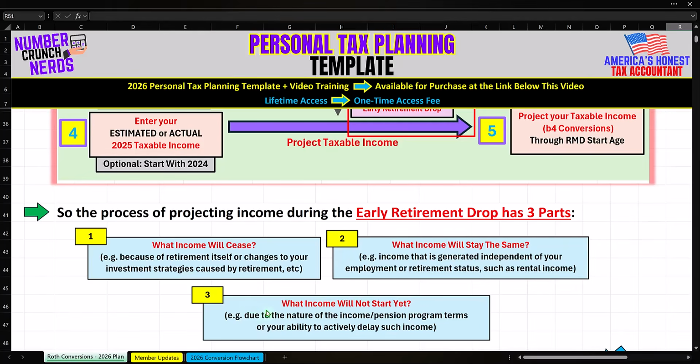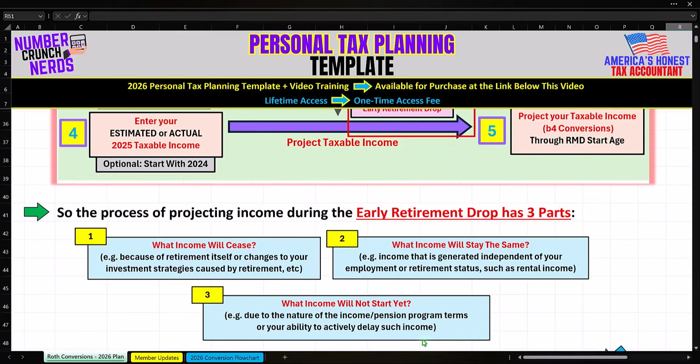And then finally, number 3, we have to consider what income will not start yet. For example, it could not start due to the nature of the income or pension program terms themselves, or it could occur just by your ability to actively delay such income. For example, if we're talking about Social Security, which is basically just a government annuity, or if we're talking about pension programs that come from your former employer, you have with Social Security, and generally people often have with pensions, a fair amount of discretion regarding when exactly those programs are going to begin.